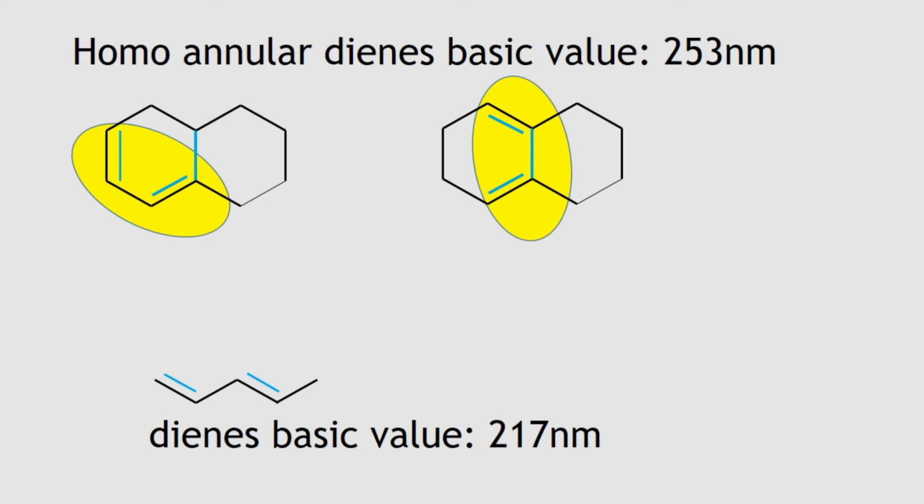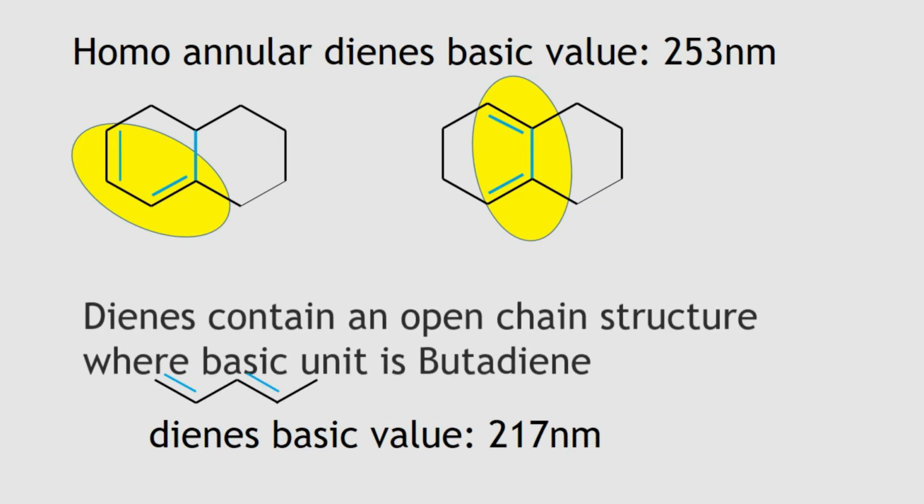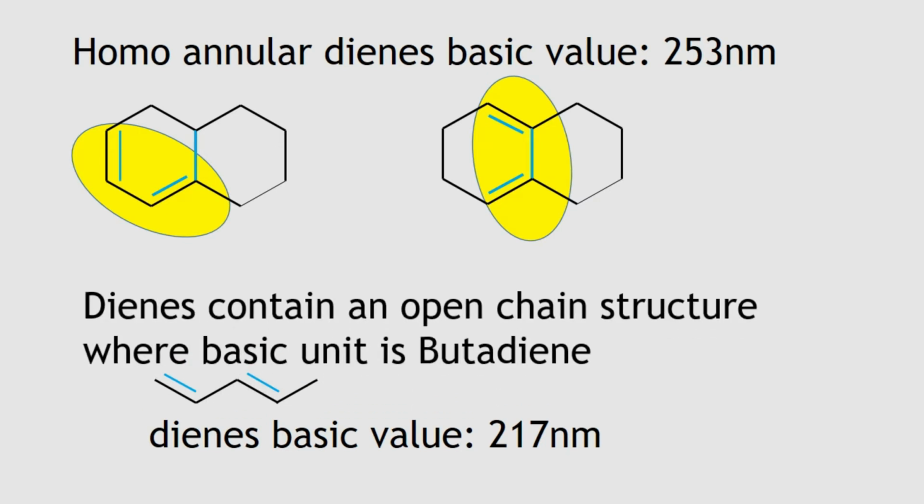The second one is a diene with an open chain structure, where the basic unit is butadiene. Here you can see it is an open system, and for that the basic value or parent value that we can consider is 217 nanometer.